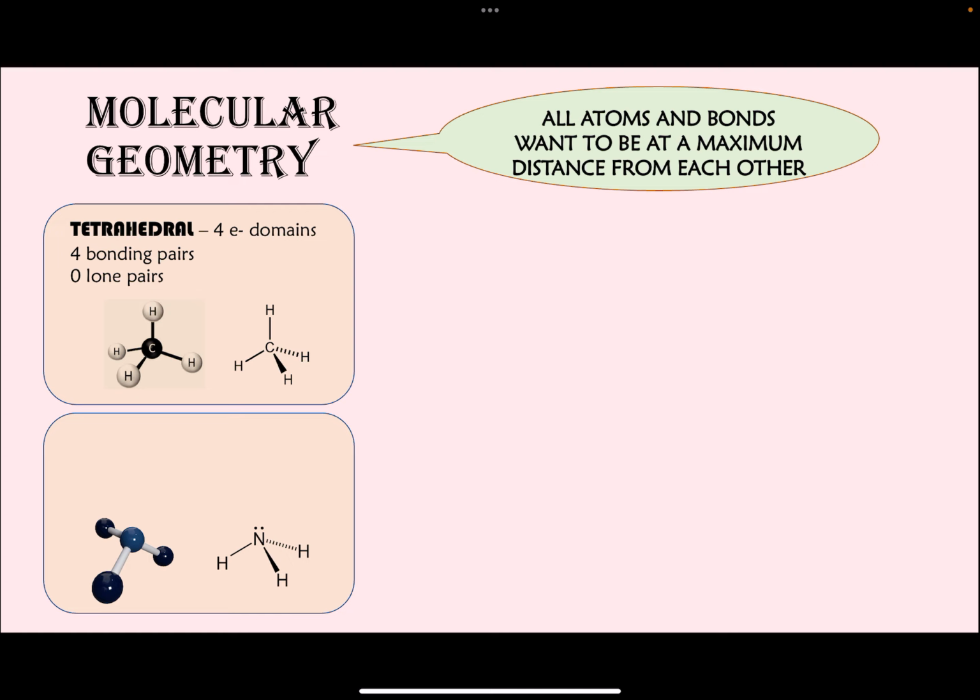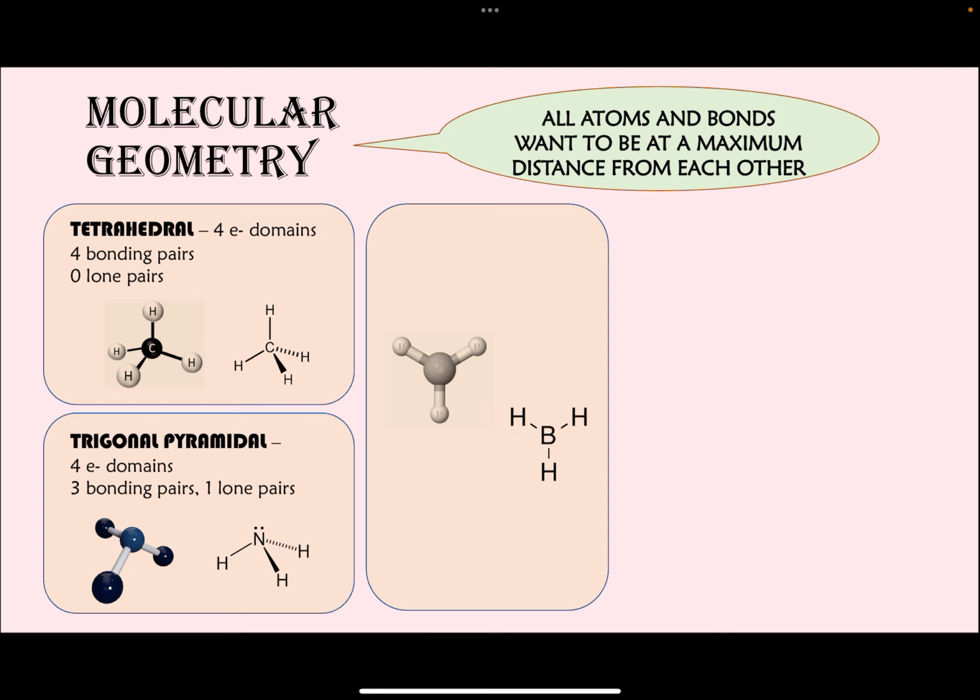If we are looking at something like this, where we still have 4 electron domains. However, three of them are bonds, and one of them is a lone pair. Then we have a trigonal pyramidal geometry. If we are looking at geometry like this, where we have only three electron domains and all three of them are bonds, there are no lone pairs. This thing is trigonal planar.